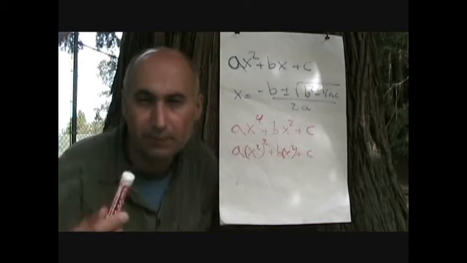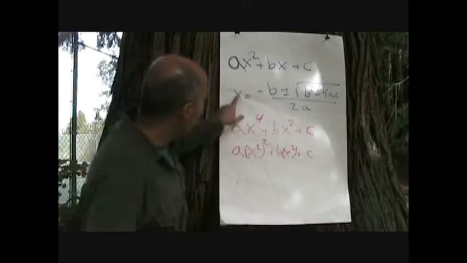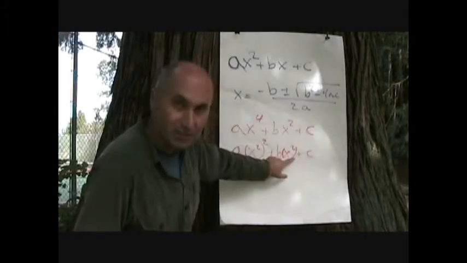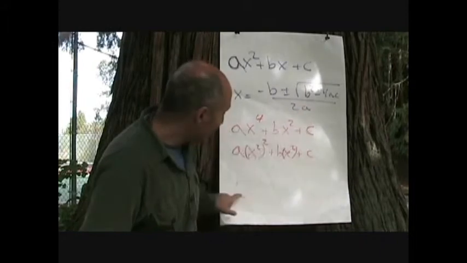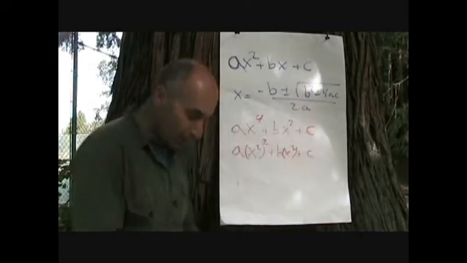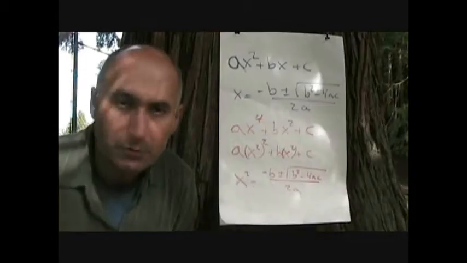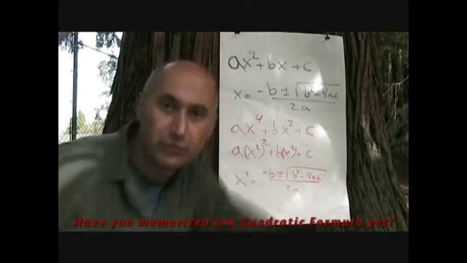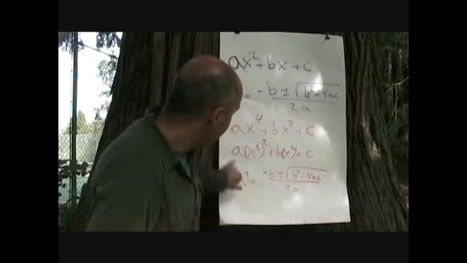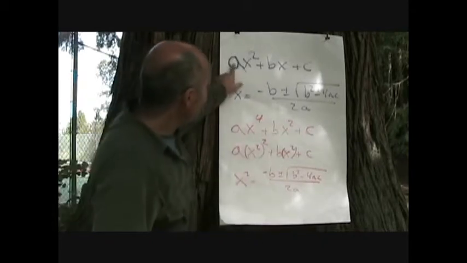And this is where the confusion came for me when I first learned this, because right now, if we have this equation in this form, the quadratic formula is not x is equal to this anymore. It's x squared is equal to this. So the quadratic equation changes. It becomes x squared is equal to negative b plus or minus the square root of b squared minus 4ac over 2a, right?